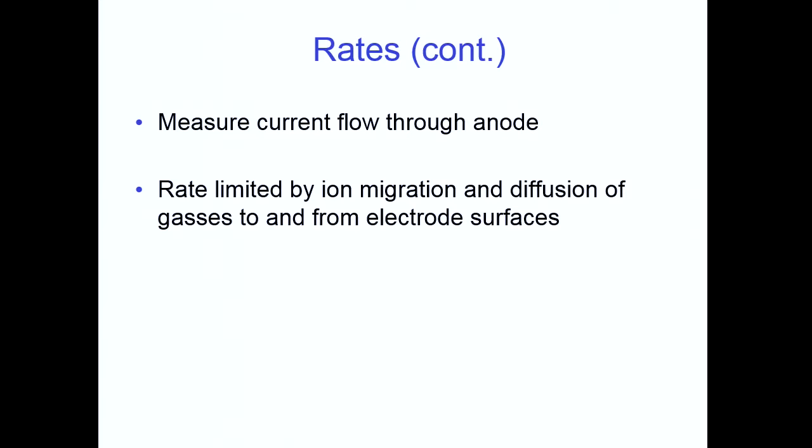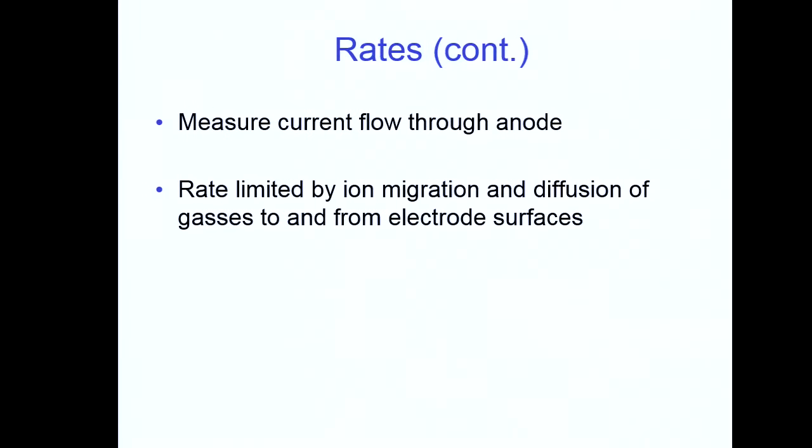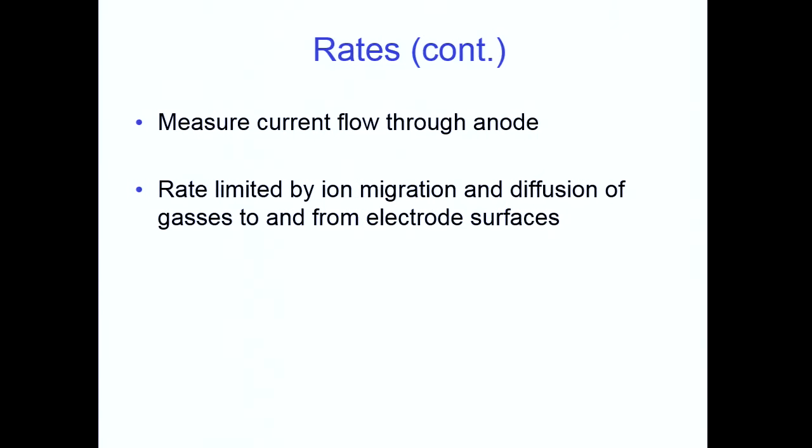And we're not just talking about the migration of ions to the anode, or diffusion of gases through to the anode. We're also talking about the cathode process, because one can limit the other. So if there's a slow cathode process, the anode process has to go on equally and opposite, and so there'll be a slow anode process as a result. Okay.